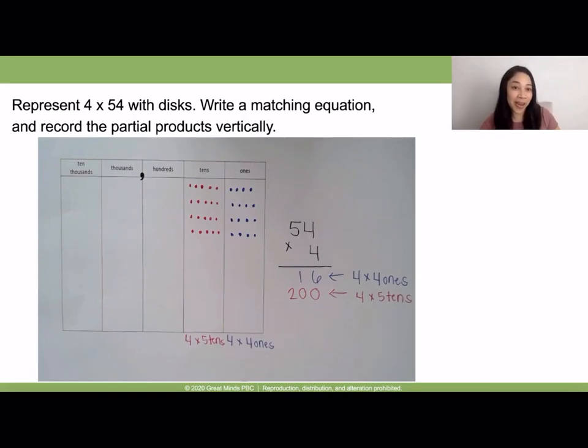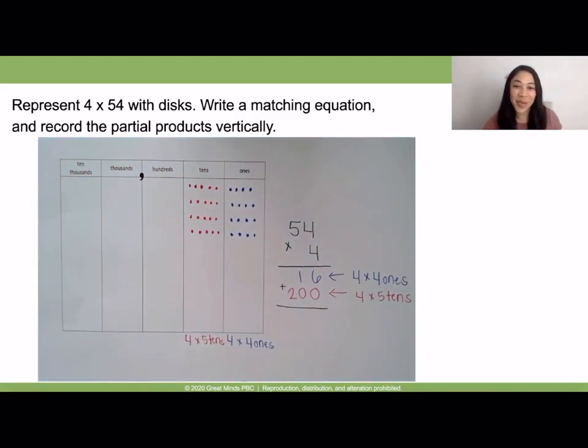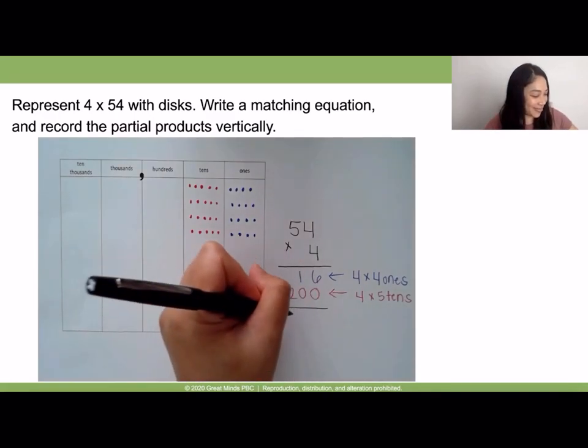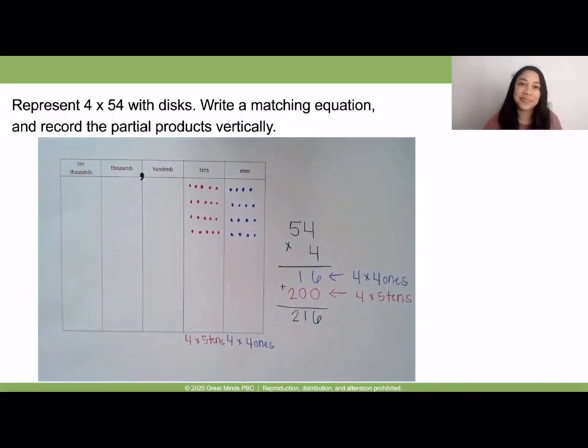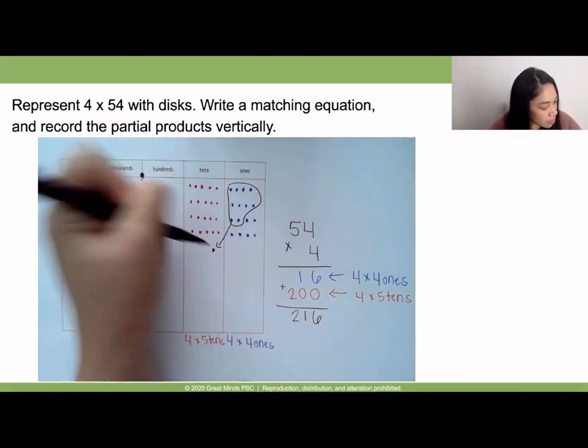Next, we add up the partial products. What's the sum? 216. Let's take a look back at our place value chart. Can we change to make larger units? Yes, we can change 10 ones for 1 ten, and we could also change 10 tens for 100 twice. Do this with me now.